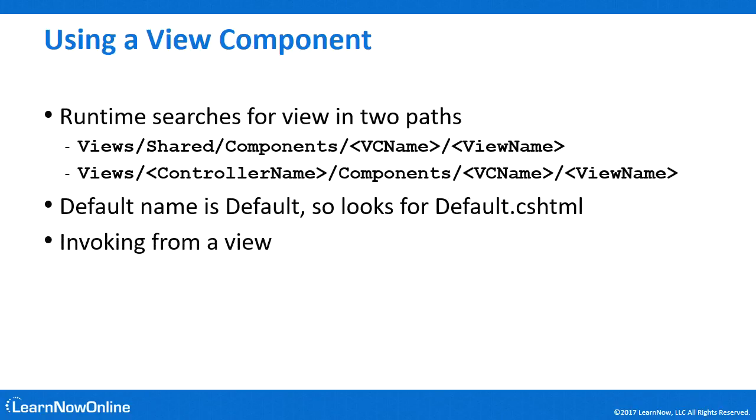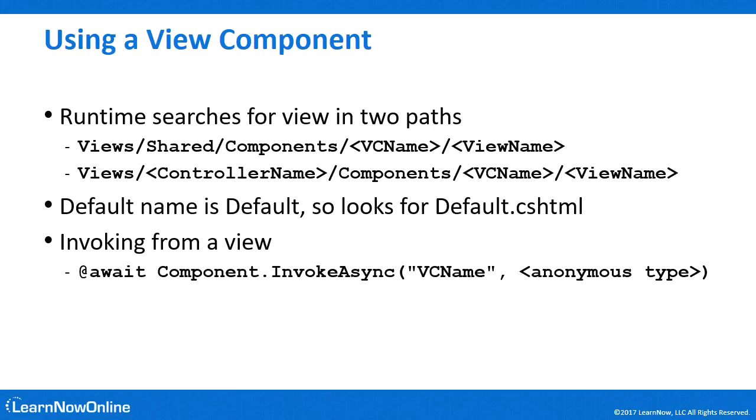The first way to invoke the view component is directly from within a view, and this is the syntax. I'm going to use await, because it's asynchronous, Component.InvokeAsync, and then pass in, within a string, the view component name, and you can optionally include an anonymous type that has the parameter values that you want to pass to that view component. You have to have defined those parameters on the InvokeAsync method that you define within the view component class. And so you just new up, and if you have a property called Name, you set Name equals Floyd or whatever.